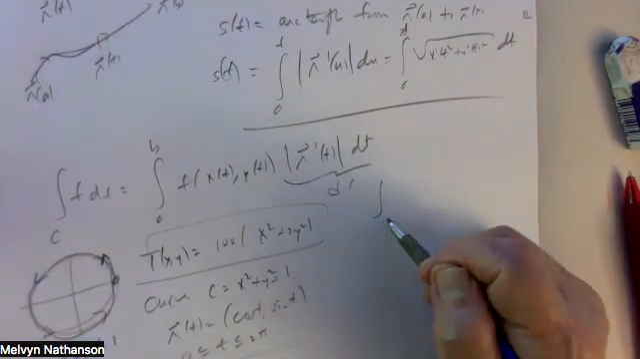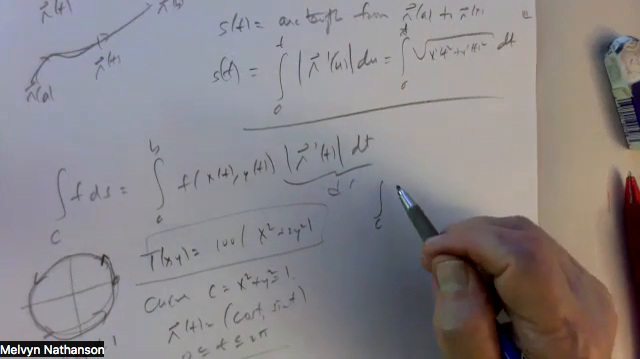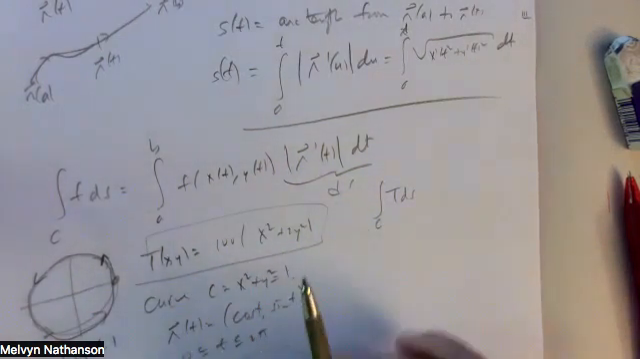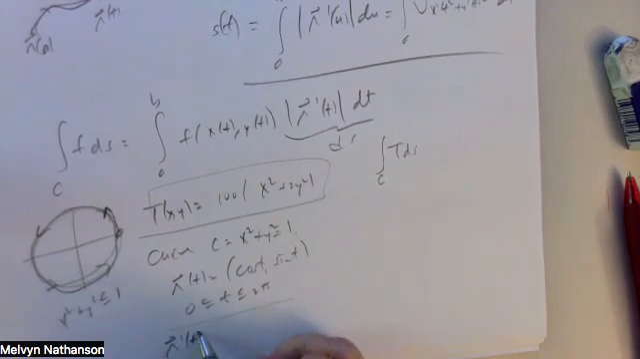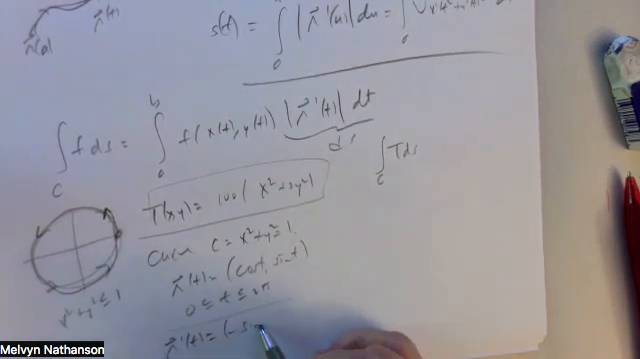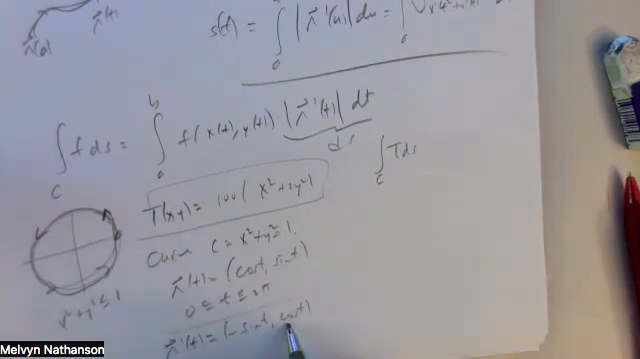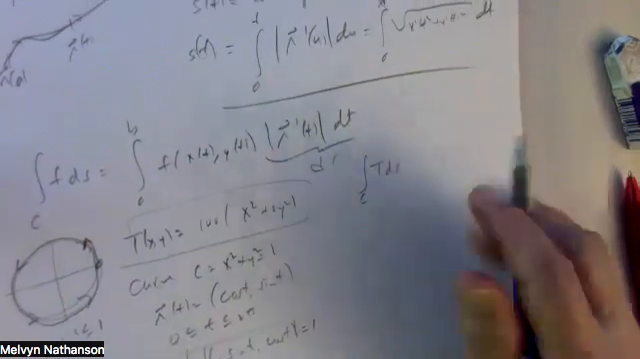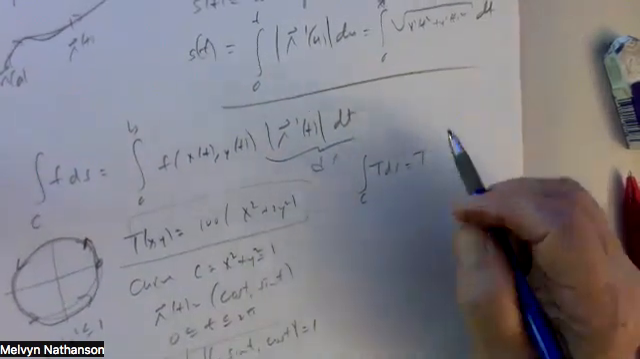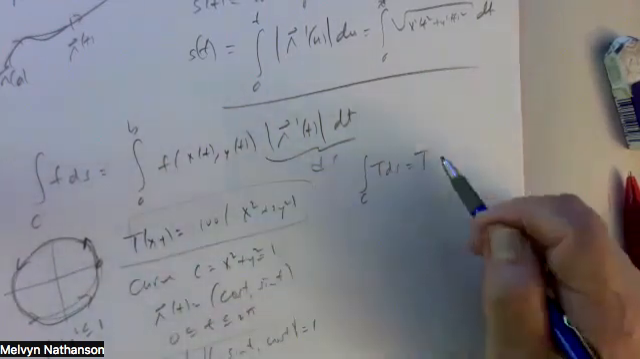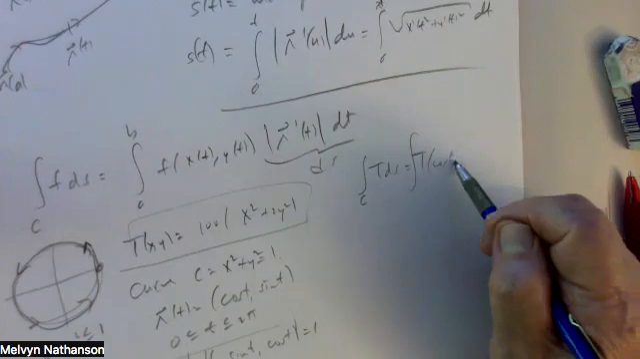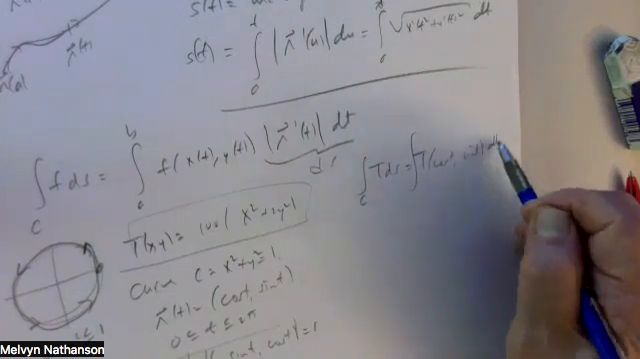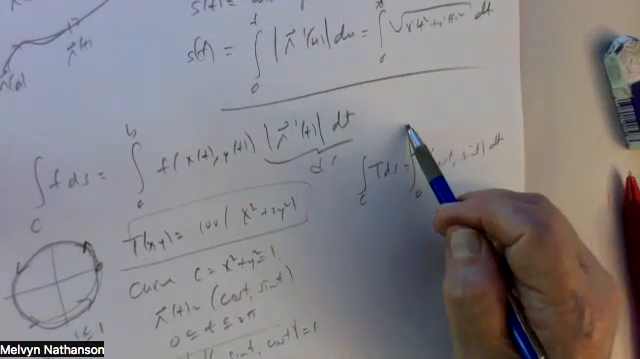So the integral along the circle of the function T ds, let's use this formula. This r of t, what is r prime of t? R prime of t is minus sine t, cosine t. This is another point on the unit circle. The length of this is 1. So if we use the formula, this is T of x of t, which is cosine t, comma y of t, which is sine t, times 1 dt, from 0 to 2 pi.